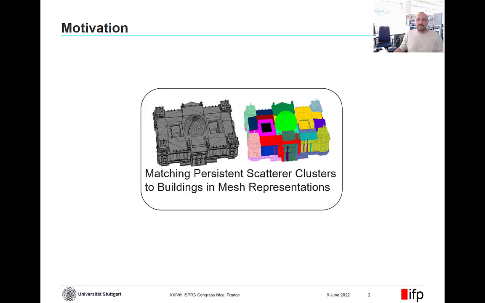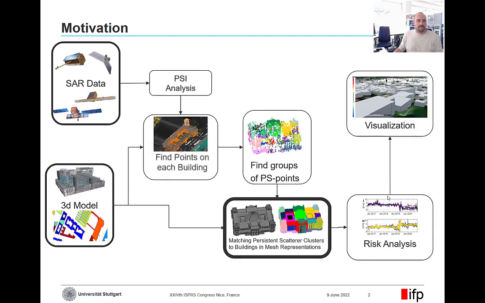To put this presentation in context, I want to zoom out a little bit and have a greater look at the goal of this research. We are aiming for a citywide per building deformation monitoring and automatic risk assignment based on synthetic aperture radar satellite measurements. And this is enabled by the wide availability of high-resolution SAR data and 3D city models.